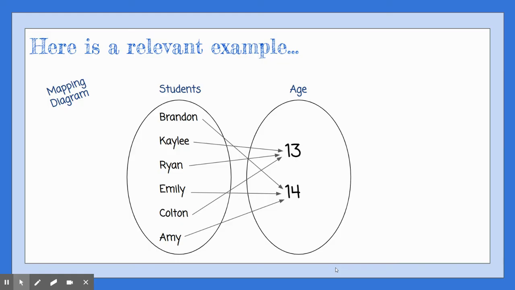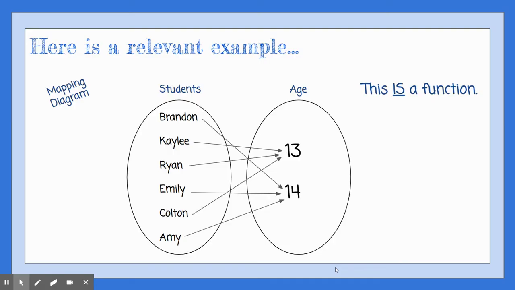This is what's called a mapping diagram, and we can see on the left that there are 6 students listed, and we can see on the right that there are 2 ages. So let's assume that all the 8th graders in a class are either 13 or 14 years old. We can see that each student has one arrow drawn from their name to one age. We know Brandon is 14, Kaylee is 13, Ryan is 13, Emily is 14, Colton is 13, and Amy is 14. So this is an example of a function because every student can only be one age.